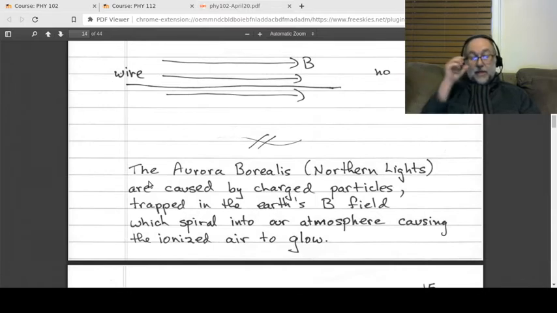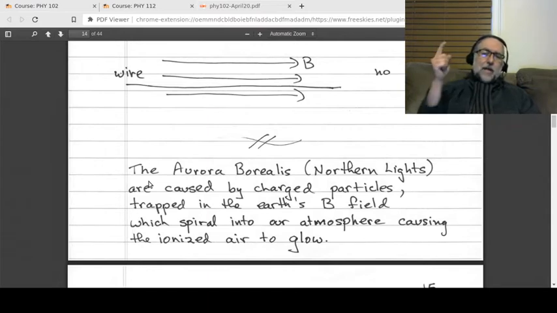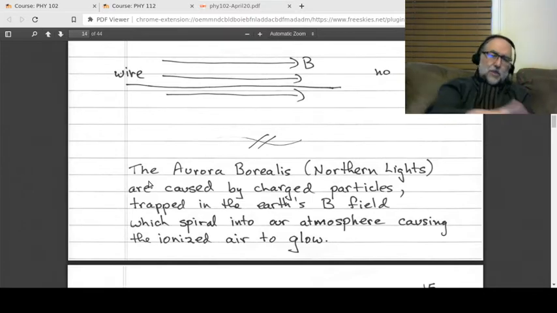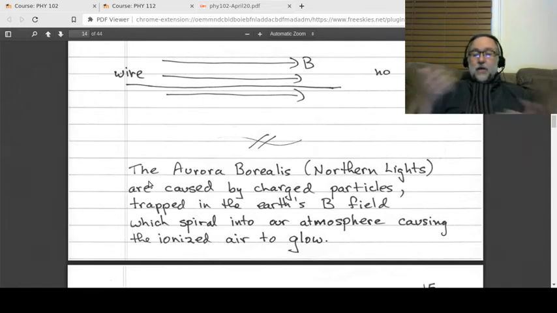in the Earth's magnetic field, and they actually spiral. You'll see in a second why they spiral. Because of the shape of the Earth's magnetic field, they spiral, and they're kind of funneled into our atmosphere. When these charged particles, which are traveling pretty fast, they're electrons, protons, and things like that, hit our atmosphere, they ionize our atmosphere and cause it to glow. That's what the northern lights are.